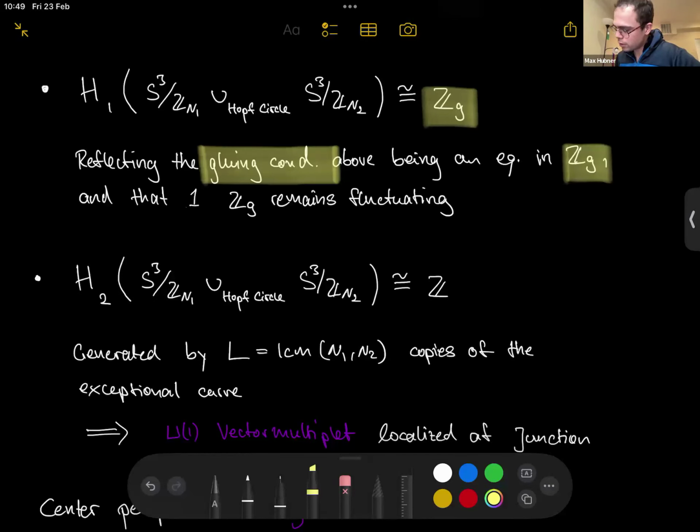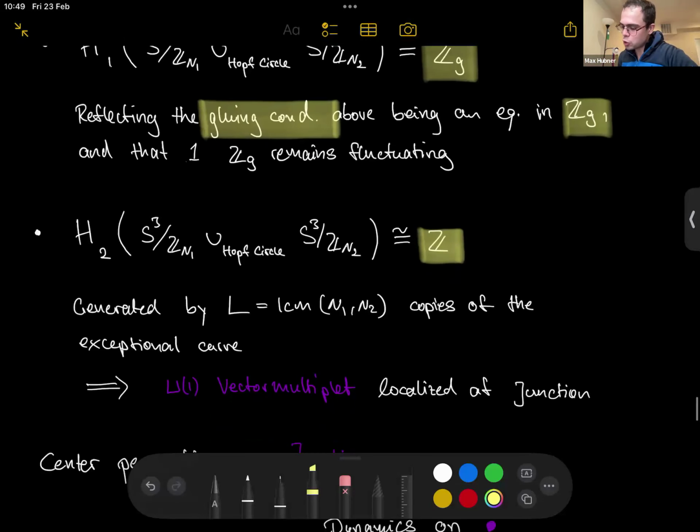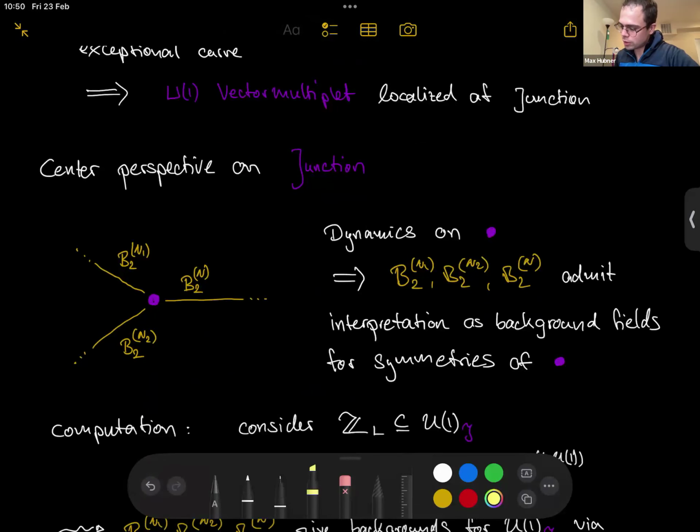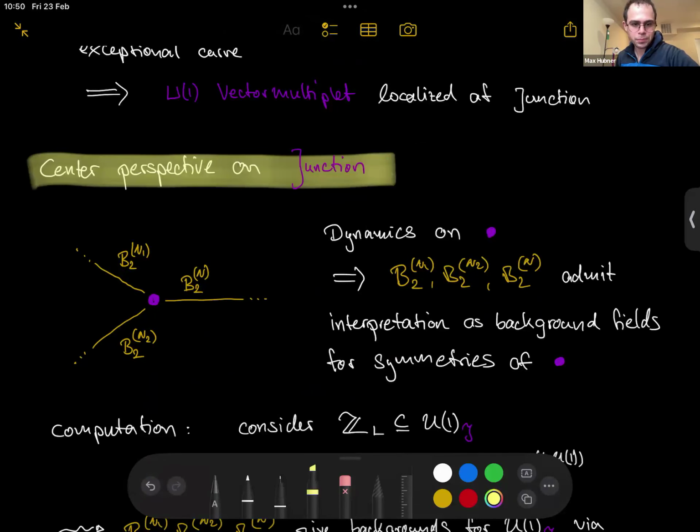Now, the other guy to talk about is this free 2-cycle. If one analyzes the space a bit better, this one is going to be L copies of the exceptional curve that one introduced in resolving the space. And so you can just straight up compute. It gives you the U1 vector multiplet, which has to be localized at the junction. And from the perspective of this U1 vector multiplet, the question that we're going to answer now is, let's center our perspective on the junction.